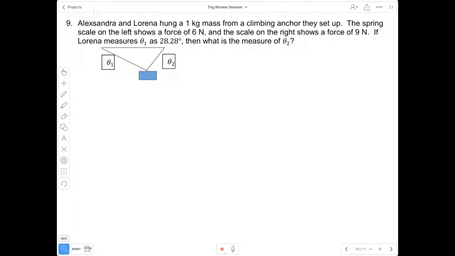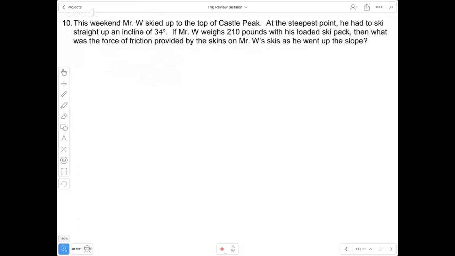I think I could talk a little bit about the ambiguous case, but that wouldn't really leave me much time to talk about 9 or 10.